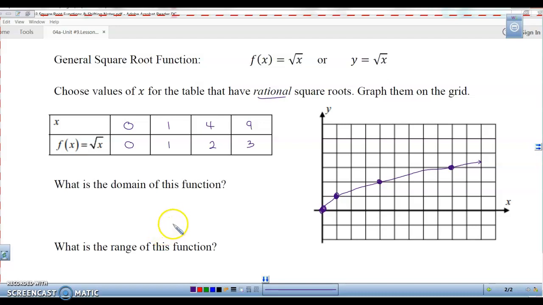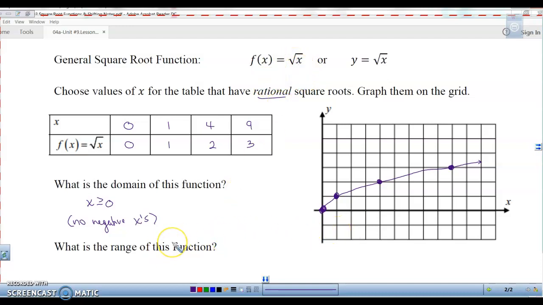All right, so what is the domain of this function? What do we know about the x values? All right, the x values start at 0. Can they ever be negative? No, because when you plug in a negative, it doesn't work. So the domain of this function, the x values always have to be greater than or equal to 0. There can be no negative x's in this particular one, because when we take the square root of something, it has to be positive.